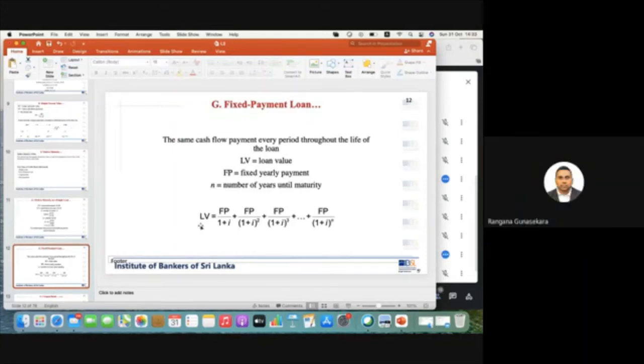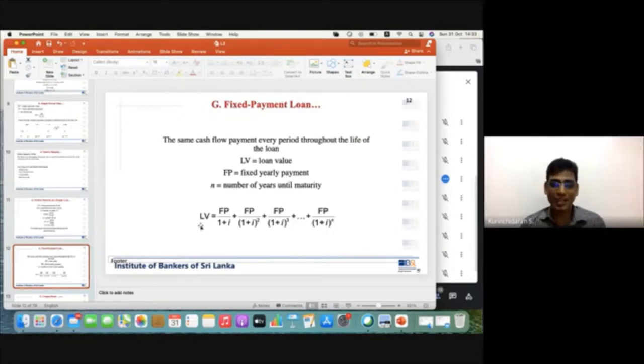Below 10,000? Exactly, below 10,000. So if after calculation it is 8,000, you have an impairment of 2,000. Even though you lent 10,000 and you are getting the same future payments from the customer, the present value of the future payments is 8,000. You are going to lose 2,000. That is impairment. So you should be able to understand how this simple fixed payment loan works.